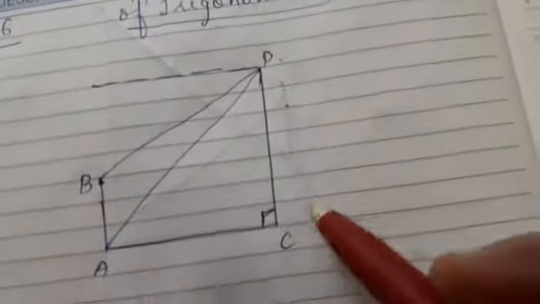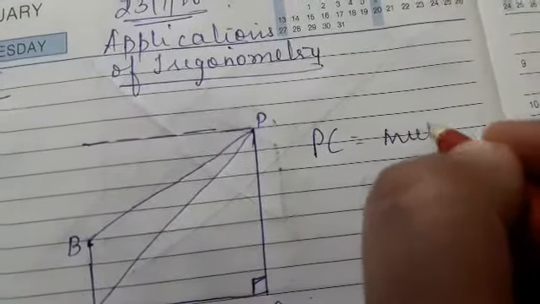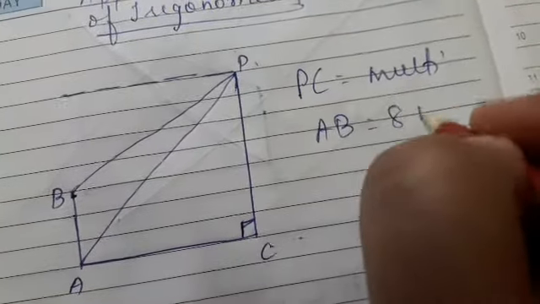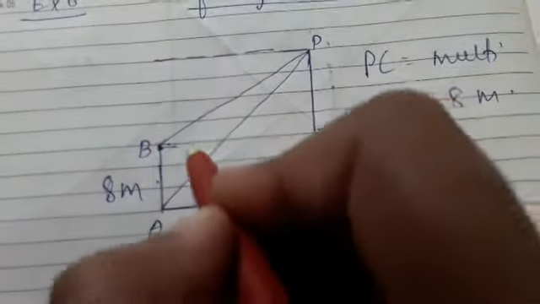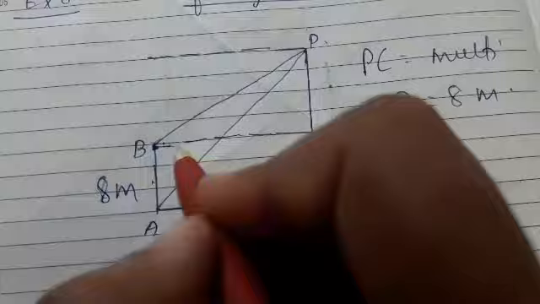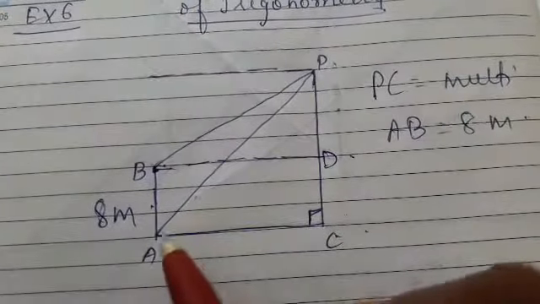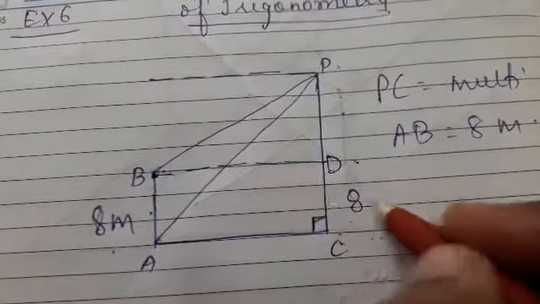This is P to C, that is, this is your multi-storied building, and AB is the 8-meter tall building, right? Now this is 8. Here I complete the diagram by drawing a line B to D, and yes, if AB is 8 meter, CD will also be 8 meter.